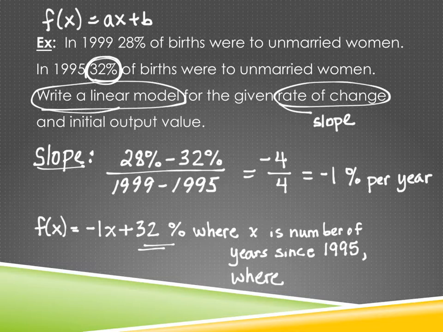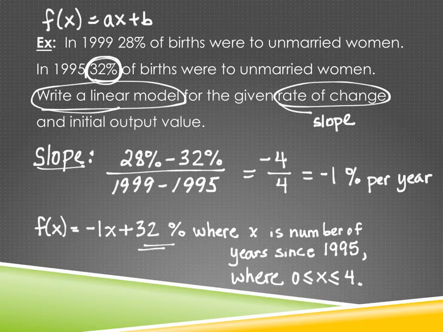Okay, and then the last piece said that we were supposed to put an interval when it's appropriate. The interval here that we know that this applies to is from 95 to 99. Okay, so we're going to write that. Where, let's see, 0 is less than or equal to x is less than or equal to what? If 0 is the year 1995, what's the year 1999? That would be the year 4.